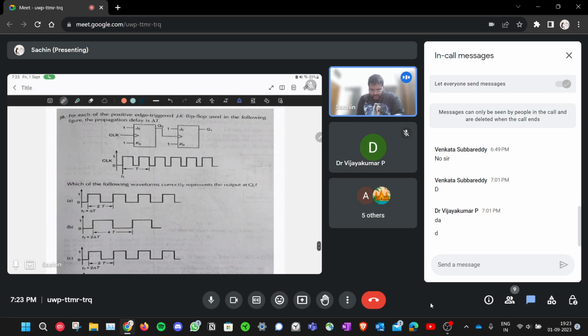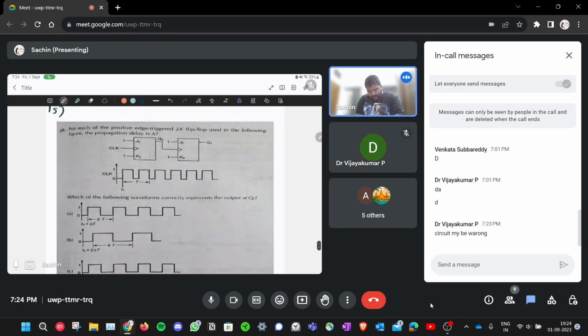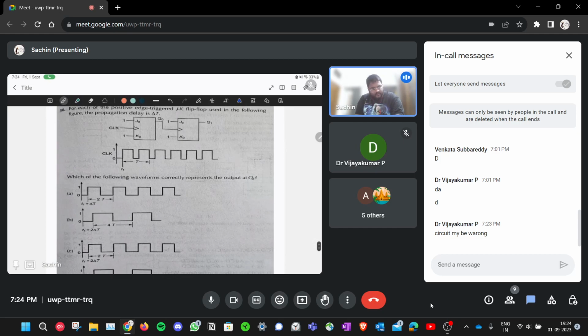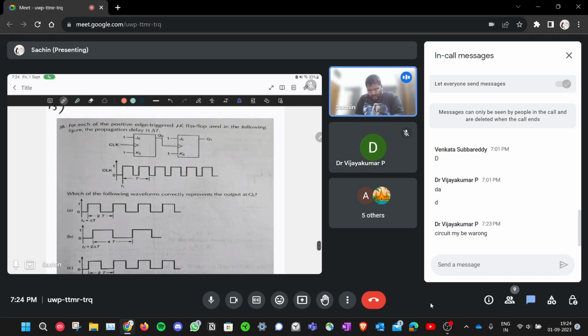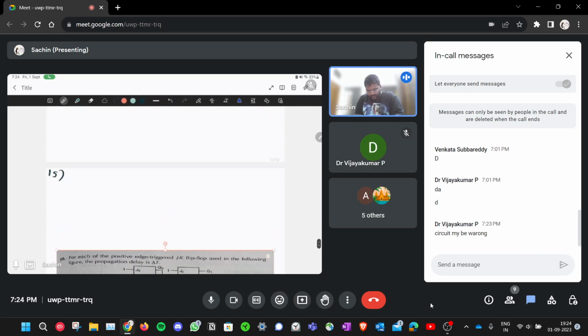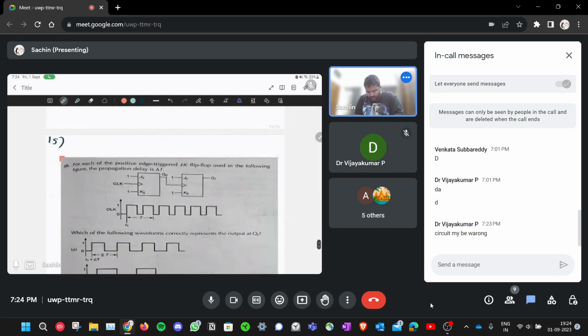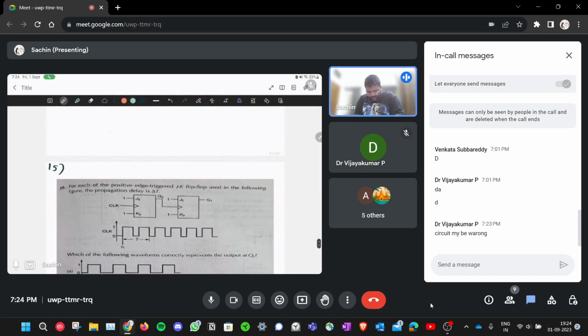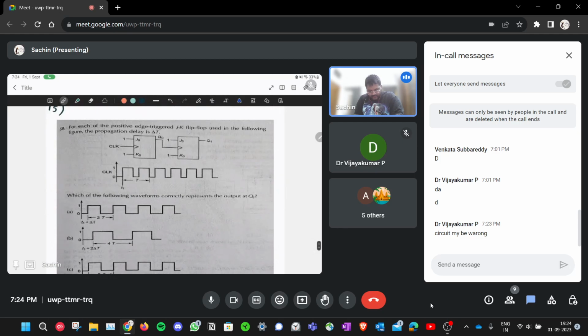For each of the positive edge triggered JK flip-flop used in the following figure, the propagation delay is delta t. Which of the following waveforms correctly represents the output of Q1? Okay, as you can see, we had discussed a similar type of question. The circuit itself may be the earlier one, or may be not. Here, for question number 15, this is like the counter circuit that we saw earlier.